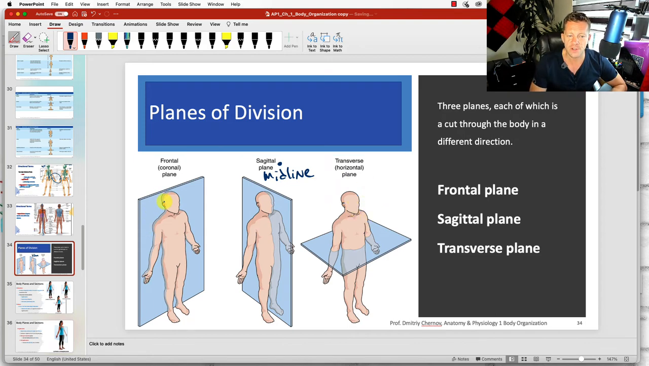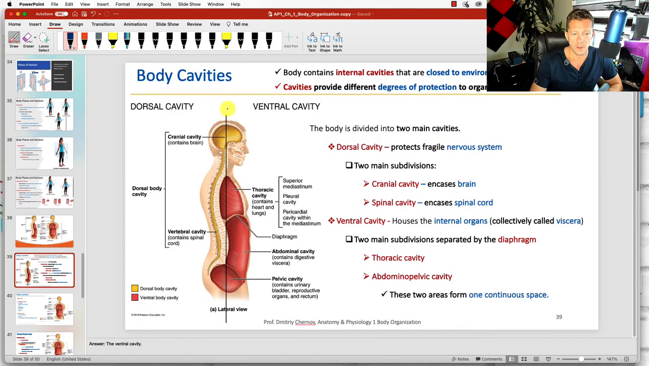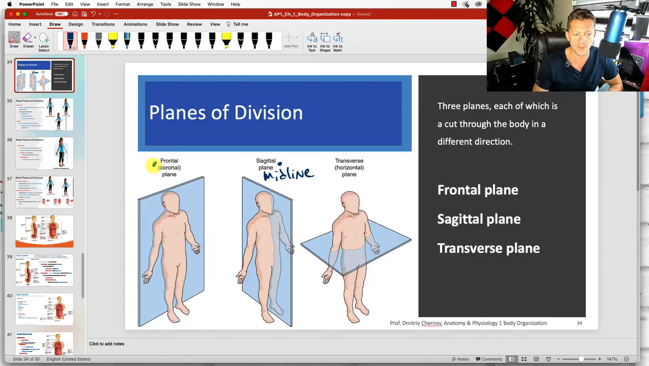And there's a frontal plane. So the frontal plane separates the body into the ventral and the dorsal side. This is a frontal plane. Frontal plane or coronal plane. That's another name for that.